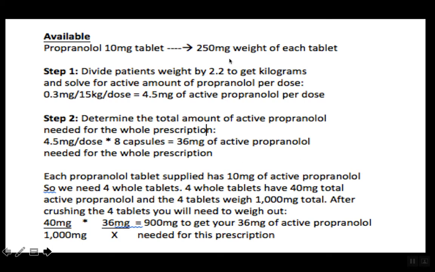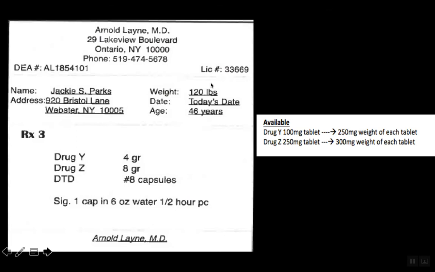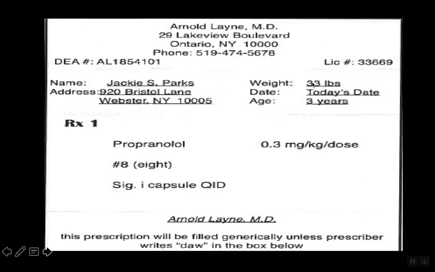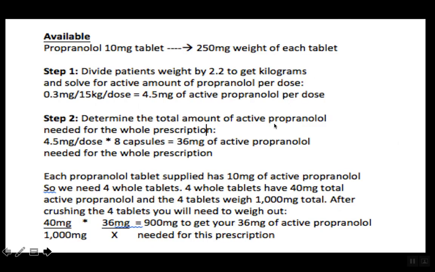Okay. So step one, they give you the patient's weight, right? 33 pounds. So you divide it, you find how many kilograms that is, then you multiply, right? So 0.3 times 15 kilos, 4.5 milligrams of active propranolol per dose. That's what you're going to get.